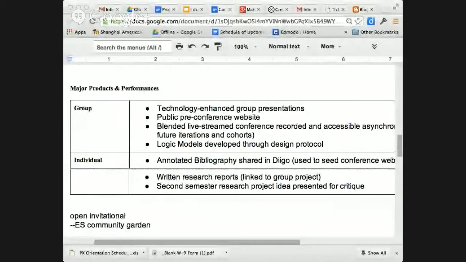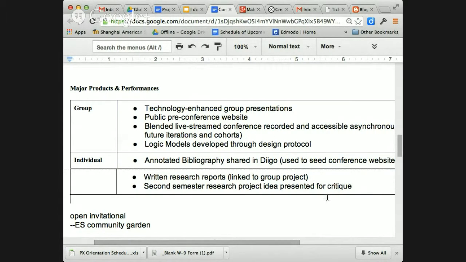Right. I'm going to share another little thing. I added some to my notes from another document that I've been working with here, and these are what I've thought through in terms of major products and performances along the way throughout the semester. Some of this is dictated by the AP guidelines for the course, and some of it is my own thinking.